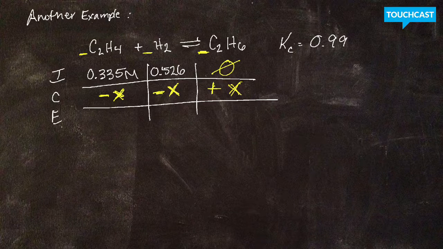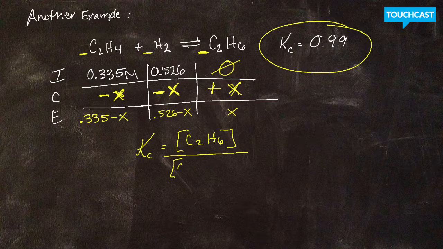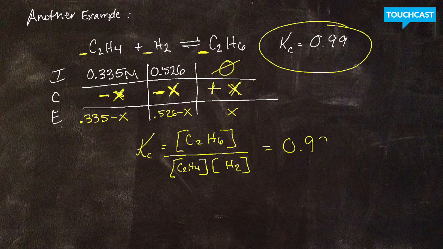So let's get the equilibrium amounts. This guy is going to be 0.335 minus X. This will be 0.526 minus X. And this will just be X. And look, I gave you your K sub C. So just remember, it's always products over reactants. So we can kind of set it up like this. C2H6 will be on the top, and your C2H4 and your H2 will be on the bottom. And remember, it has to equal 0.99.